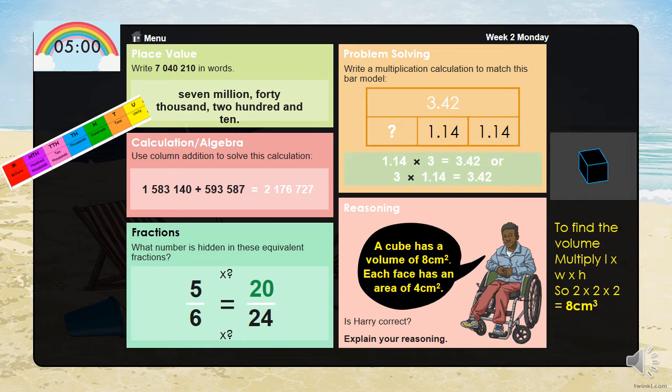But Harry has said it's 8 centimeters squared. So Harry is wrong because he's forgotten that when we're finding the volume, we're multiplying 3 dimensions, not 2 dimensions. So therefore, it should be 8 centimeters cubed. Well done if you managed to get those.